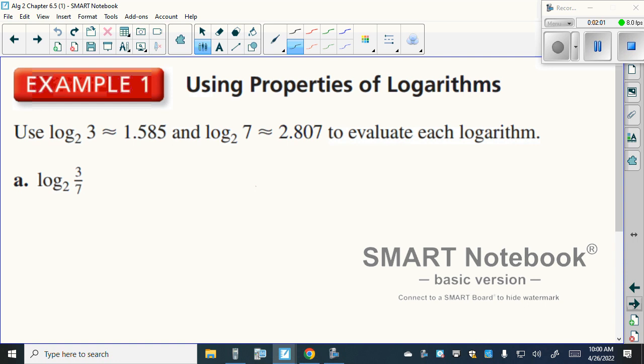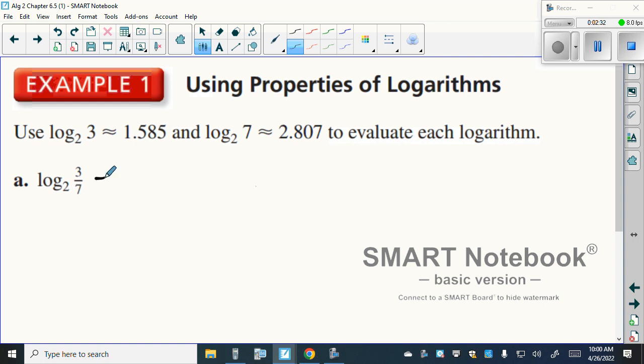Now, the first one we're going to look at is using these properties to simplify these. They told us here that log base 2 of 3 is 1.585, and log base 2 of 7 is 2.807, and we want to evaluate these logs using these properties. Looking at this first one, we have log base 2 of 3 divided by 7.